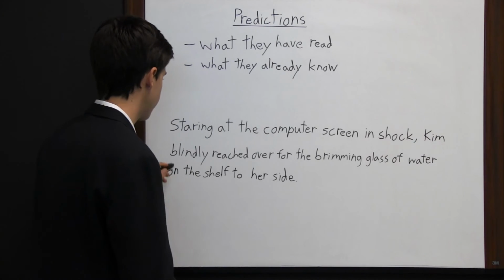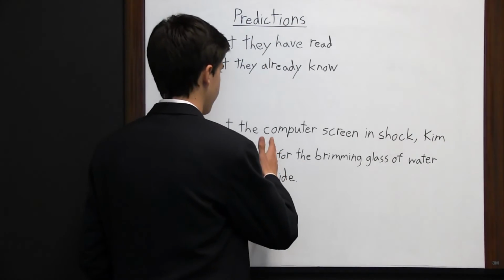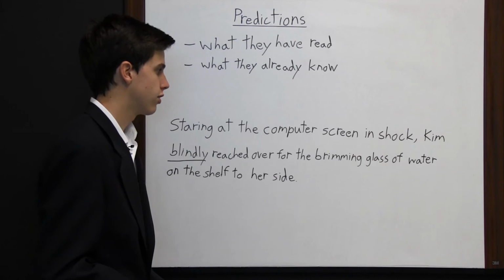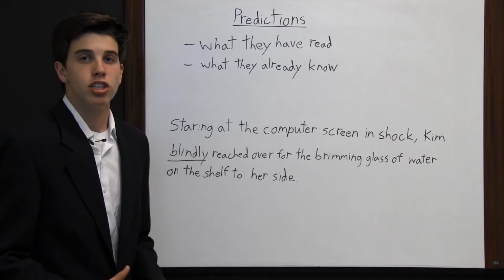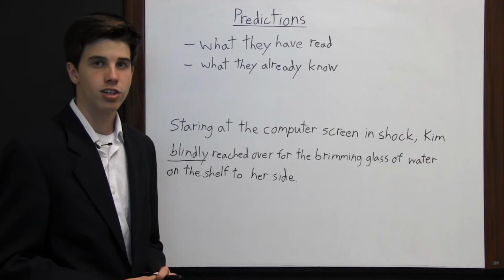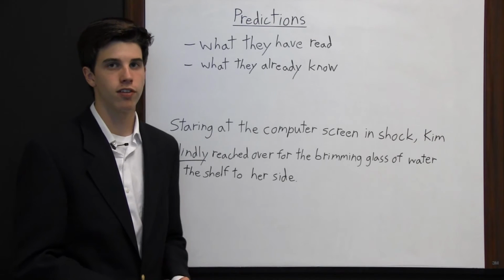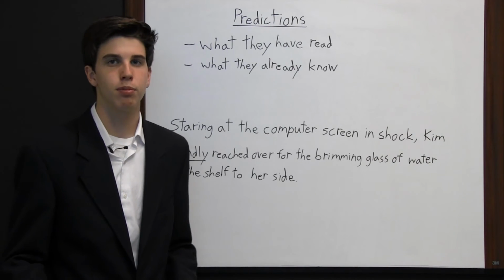And the reader will probably notice the word blindly. So Kim is so caught up in what's happening on the computer, she goes for a drink of water, but since she's caught up in what's going on on the computer, she reaches over without really looking at the glass of water to grab it. So the reader is going to assume that she's going to knock over the glass of water. Now, that may not be what happens, but still it's a prediction either way.